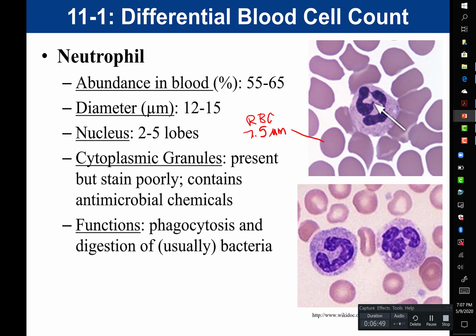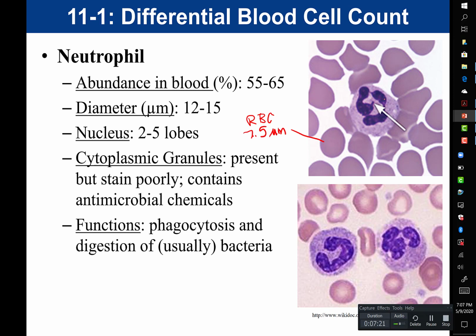If you remember when we talked about bacteria, they are typically between 1 to 2 micrometers in size. A red blood cell is about 7.5 micrometers in size. So if you compare that red blood cell to the size of the neutrophil, you'll notice that the neutrophil is almost double, or in some cases more than double, the size of the red blood cells. And so the neutrophil is going to be quite a bit larger relative to the red blood cell.